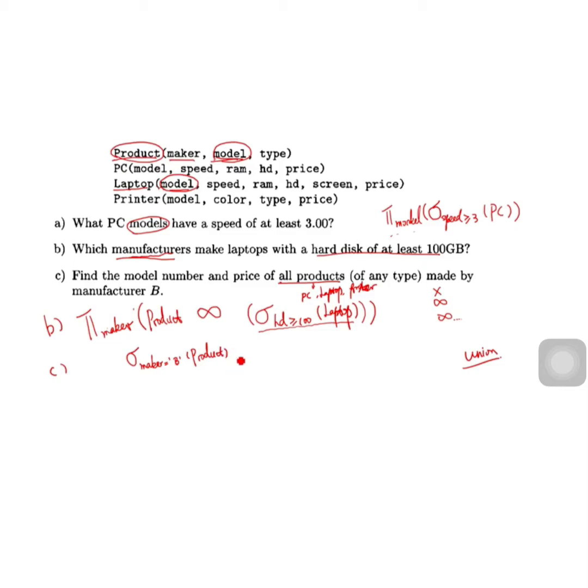Product. And we need to find the price, and the information of price is in PC, so we union PC. The union PC because model is the only attribute with same name, and we want to join product and PC based on model, so we can use natural join.